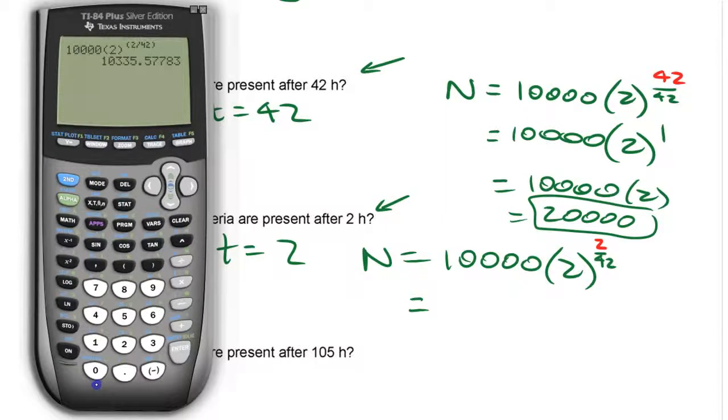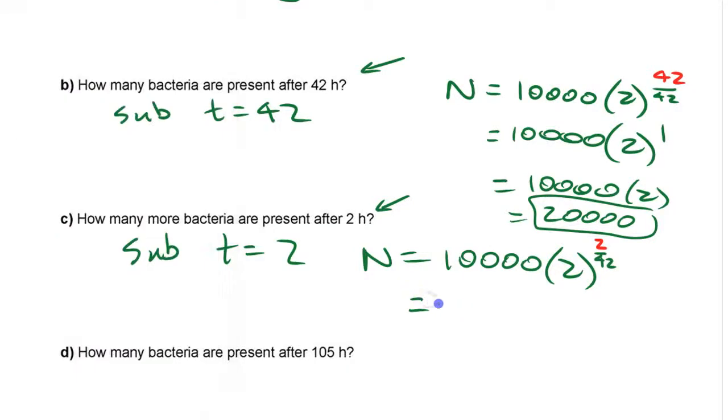You can work it out. It's a little bit more. It's going to be obviously less than 20,000, but it's going to be a bit more here. We should round this off because it's a number of bacteria. You can't have half a bacteria in there, so I'm going to put 10,336. It's the closest number. Okay, that's what it's roughly equal to, so that's how many are there after 2 hours.